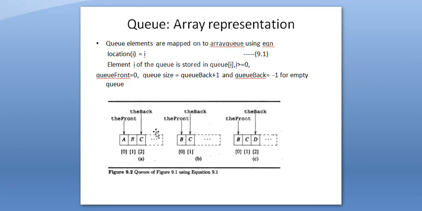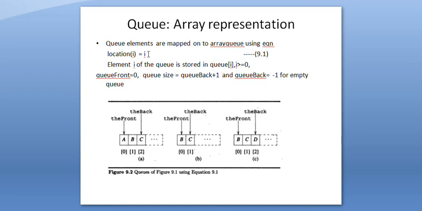Fine. Next is the queue representation. First, array representation. We will be implementing queues using array representation. In the array representation, the first formula, which we remember from the stack or even the linear list, is location of i equals i. This is the first formula. What this basically does is, for any element, say the ith element or the zeroth element, it finds what its equivalent position in the queue should be.